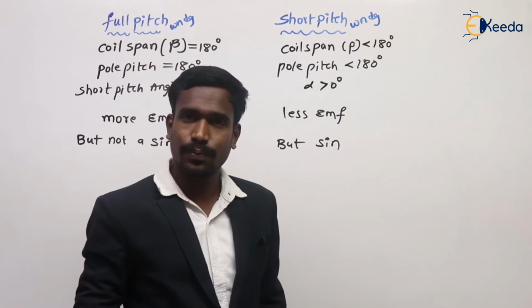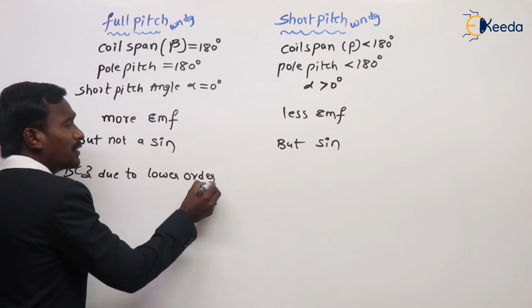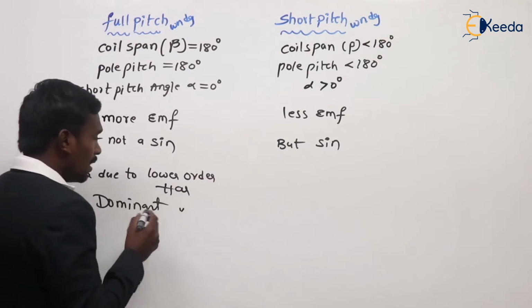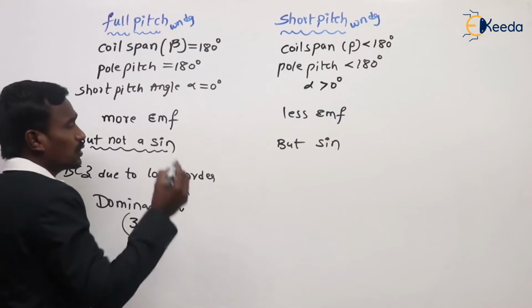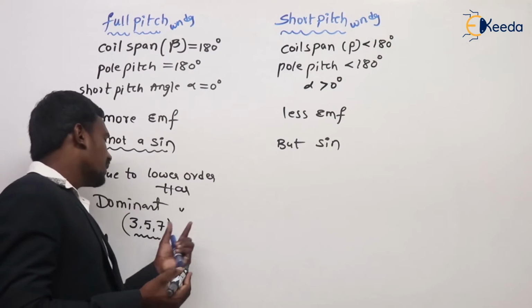Because of lower order harmonics. The dominant harmonics are the 3rd, 5th and 7th harmonics. Here the EMF is not sinusoidal. Why? Because of the lower order harmonics, or dominant harmonics, which are the 3rd, 5th and 7th harmonics. Because of these harmonics, the EMF is not sinusoidal.